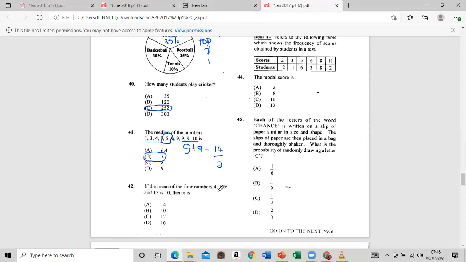If the mean of 4 numbers, 4, 8, x, and 12 is 10, then x is? Guys, the mean must equal 10, right? And 4 numbers you add up. So 40 divided by 4 gives you 10. So I'm going to see how much they make. 4 and 8 are 12, plus 12, that's 24. It's 24. So how much more do we need to make 40? That's 16.